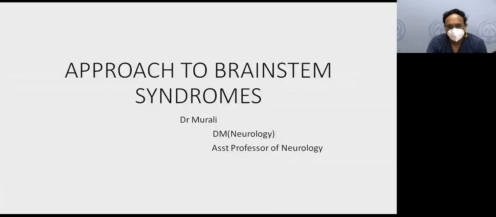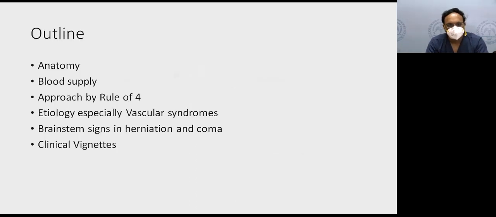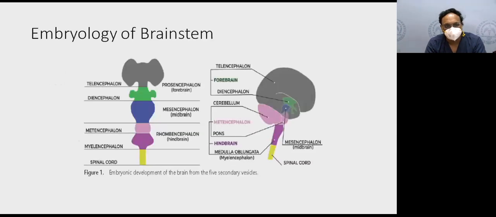Good afternoon, everyone. Today's topic for discussion is approach to brainstem syndromes. The outline will be: anatomy of the brainstem, blood supply, and approach to brainstem syndromes by the rule of 4, through which we can localize the lesions and etiology, especially vascular syndromes, and brainstem signs in herniation and coma, and some clinical vignettes.